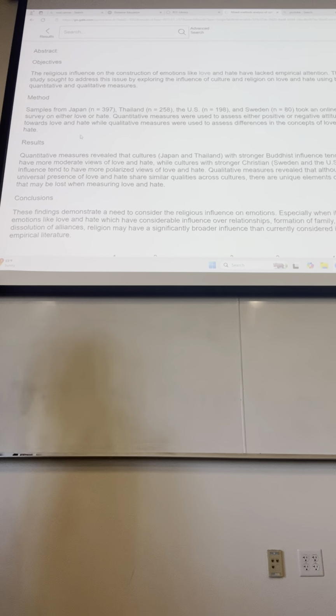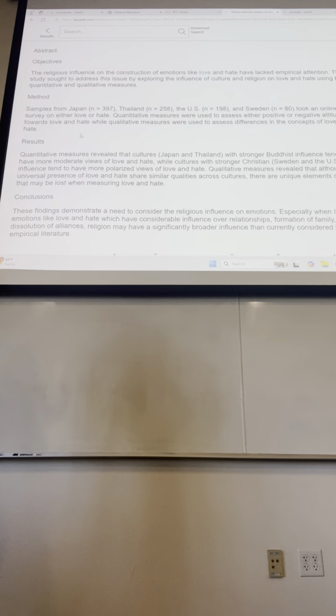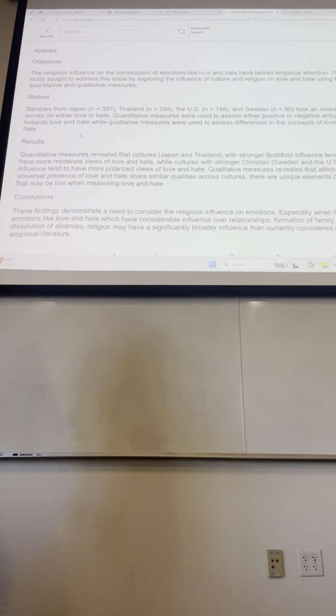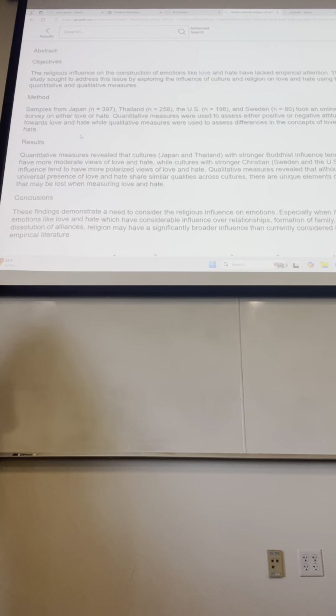But this experiment, they're giving us both. So they're going to tell a really big picture because they have people from across the world, number one, and number two, they're using both qualitative and quantitative measures to understand this love, hate, and religion thing in interpersonal relationships.